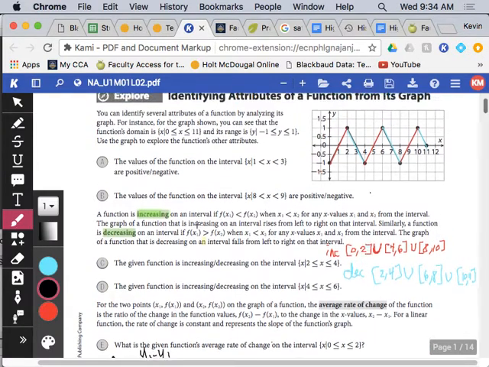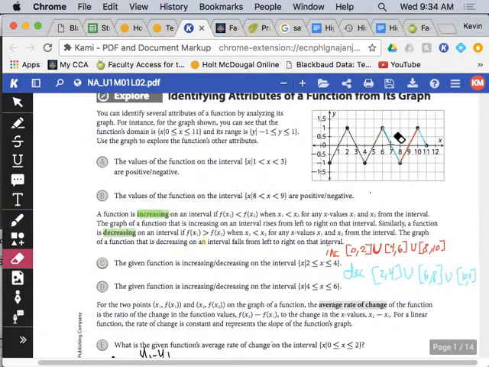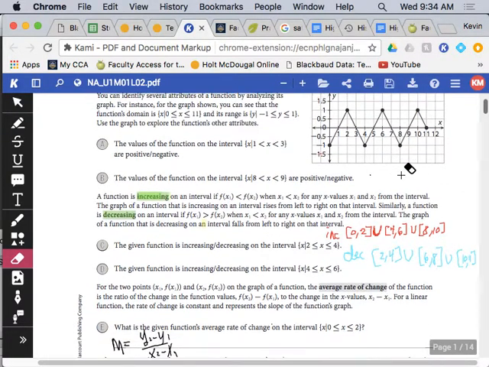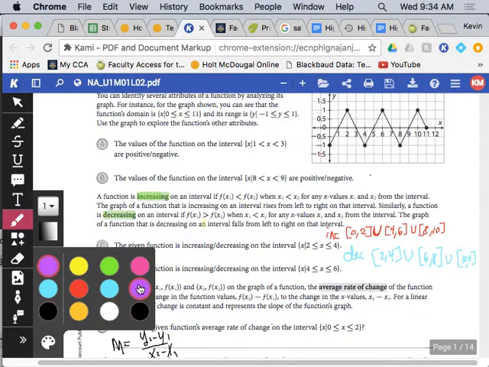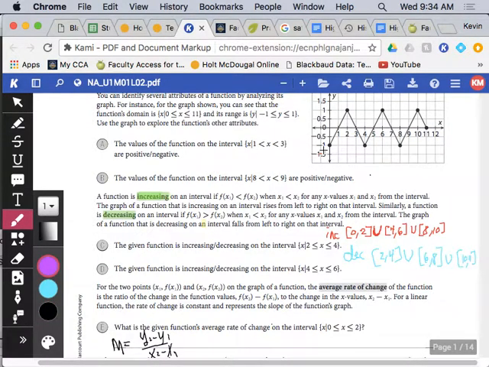Okay? And so if I'm talking about a specific interval, which it is giving me, what's the given function's average rate of change on the interval 0 to 2? Which points should I use to determine my interval? To find my rate of change, which points should I use? I got to use 2 points, right? Yes, sir? 0, negative 1, and the point that's 2. Yep, and 2, 1. Good.